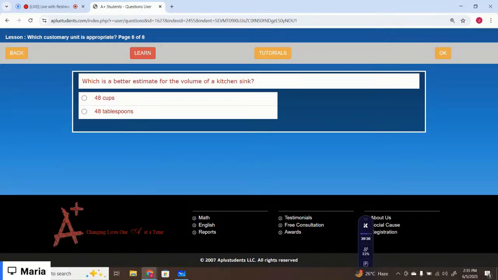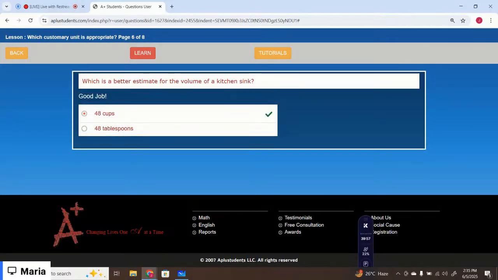Which is the better estimate for the volume of a kitchen sink? That is 48 cups. Option number one is the correct option.